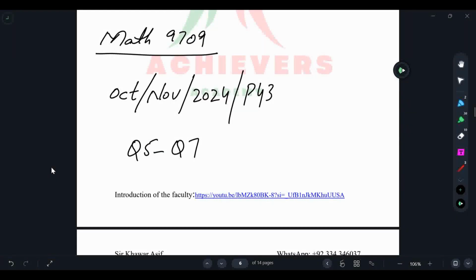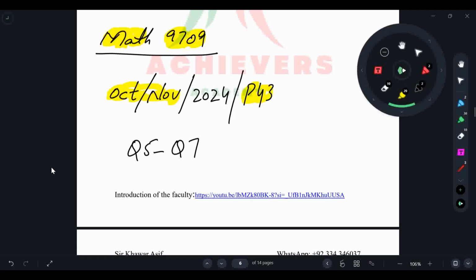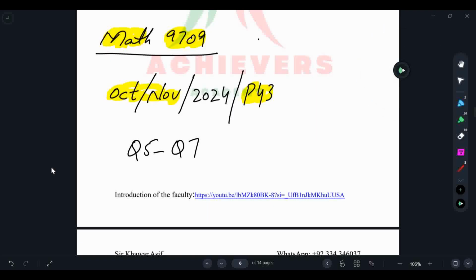Everyone, today we are going to discuss the Maths 9709 A-Levels paper of October-November 2024. It's paper 4-3, and we have discussed question 1 to question number 4. Today we will discuss the remaining questions of this mechanics paper 4-3 of 2024.